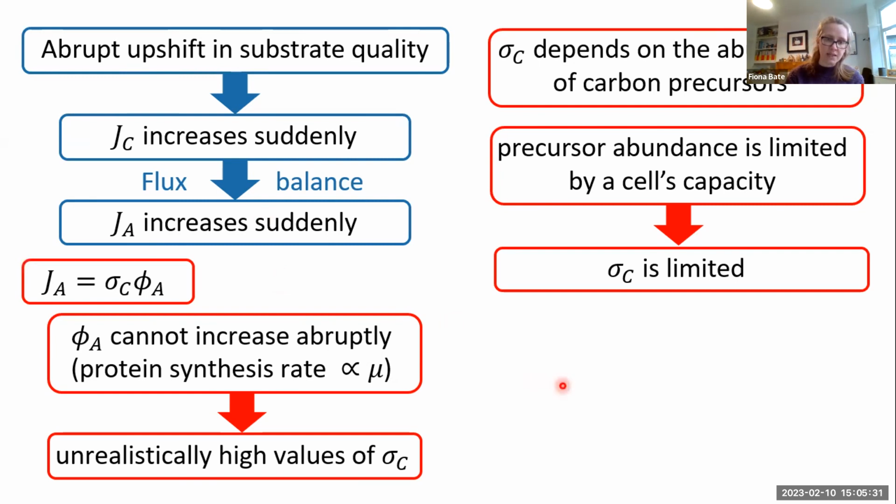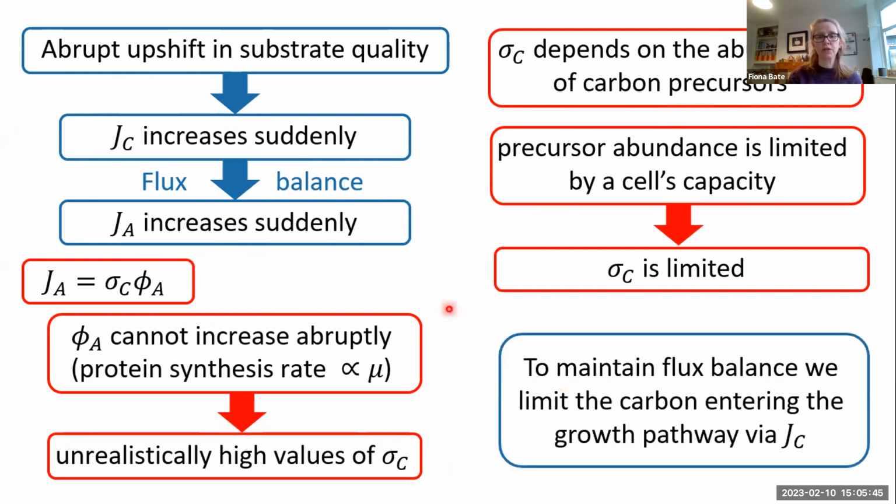So if that's the case, we can't just keep increasing phi sigma C, so there has to be something that breaks further up the chain. What we said, to maintain flux balance, is we limit the very first step here. We limit the carbon entering the growth pathway via JC. This is achieved by allowing the yield of carbon precursors to change.